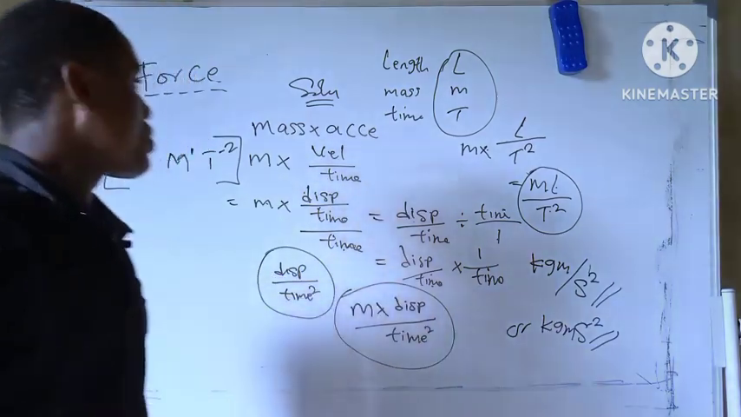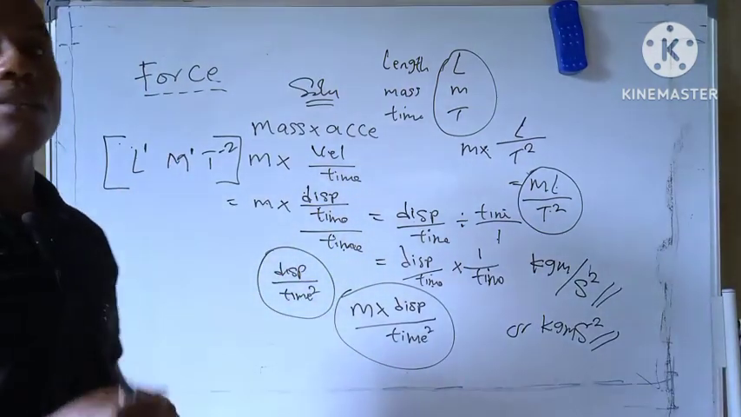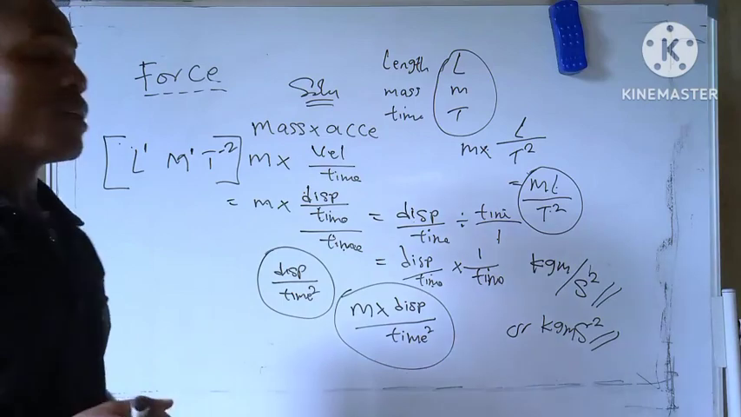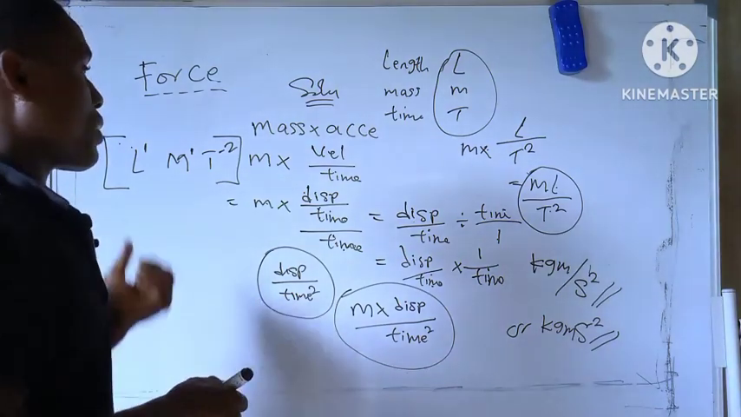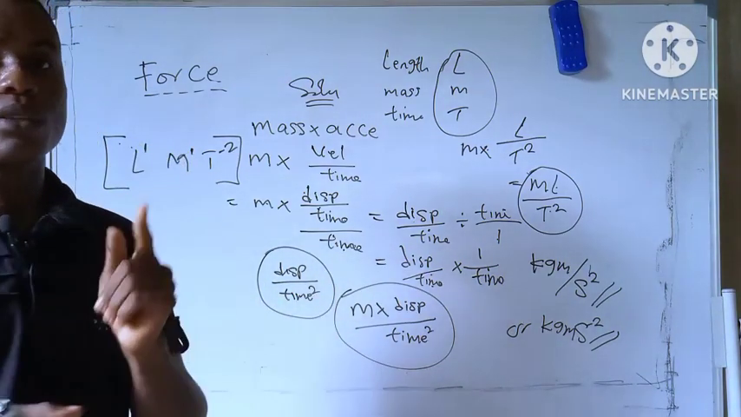It's correct, okay? So this is how to calculate the dimension of any physical quantity. In case you don't understand, you can rewatch the video and also watch my previous videos for more understanding.